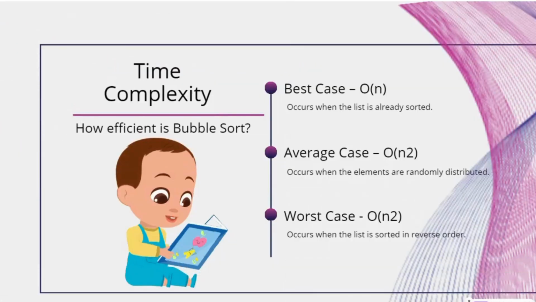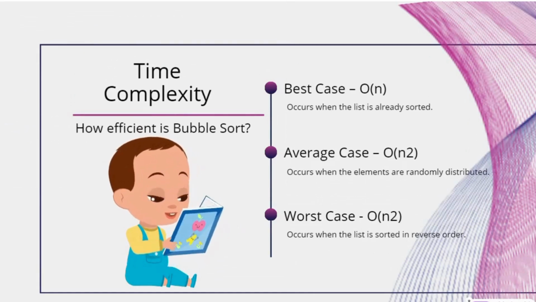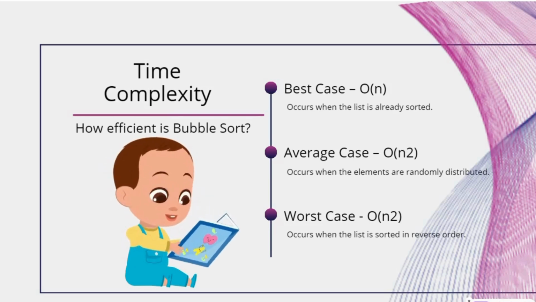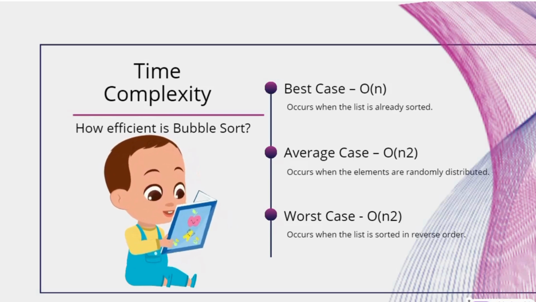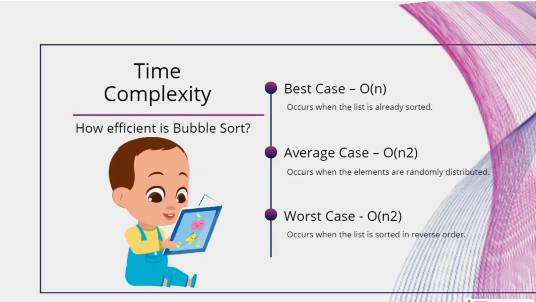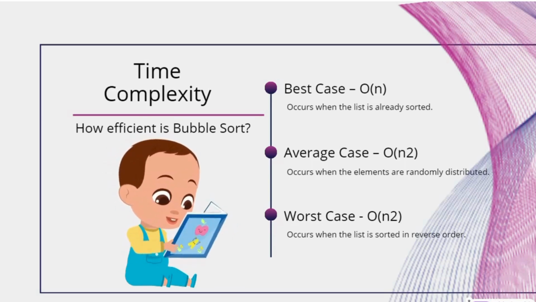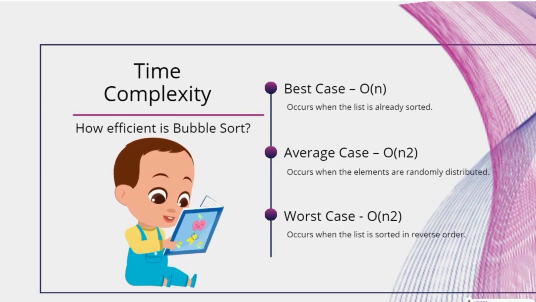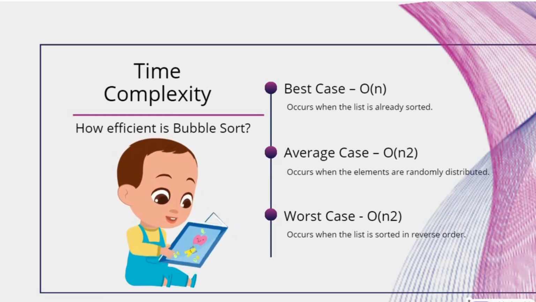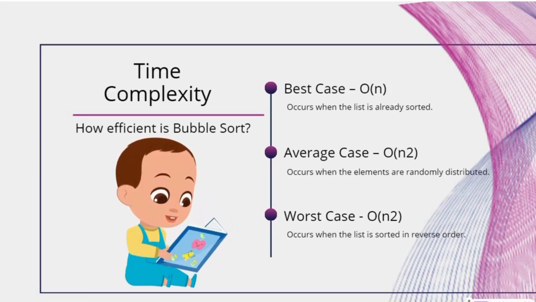The next topic is time complexity of bubble sort. The best case scenario occurs when the list is already sorted. It is because only one pass is needed with no swaps. The average case scenario occurs when the elements of the list are randomly distributed. And the worst case scenario occurs when the list is sorted in the reverse order. It is because each element is compared with every other element, leading to quadratic time complexity.